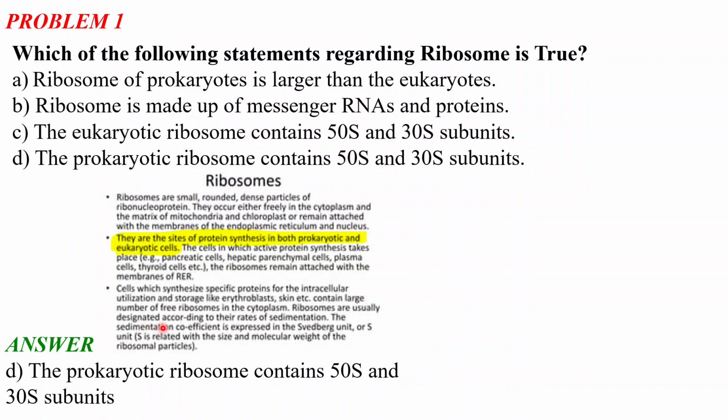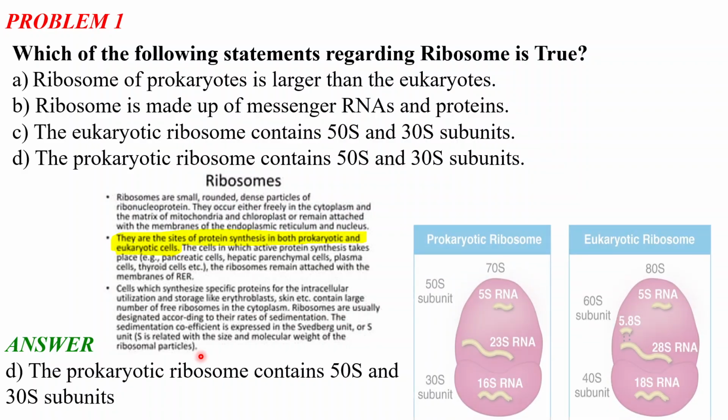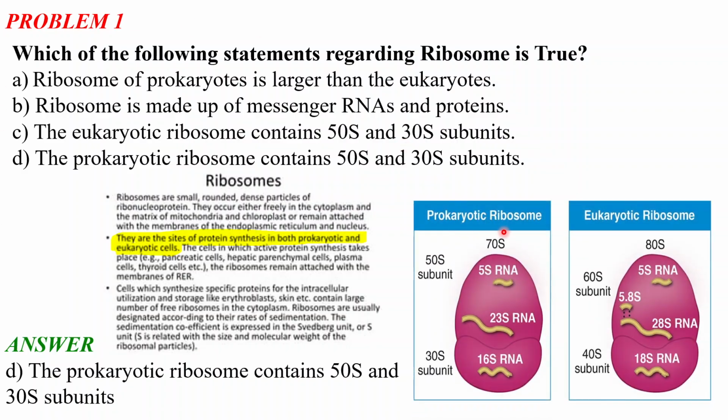Ribosomes are usually designated according to their rates of sedimentation. The sedimentation coefficient is expressed in the Svedberg unit, or S unit. S is related to the size and molecular weight of the ribosomal particles. So this is the prokaryotic ribosome. Basically, ribosomes have two different subunits.